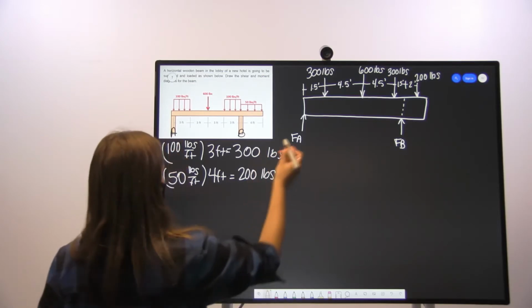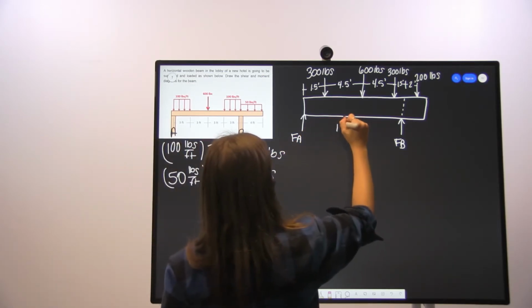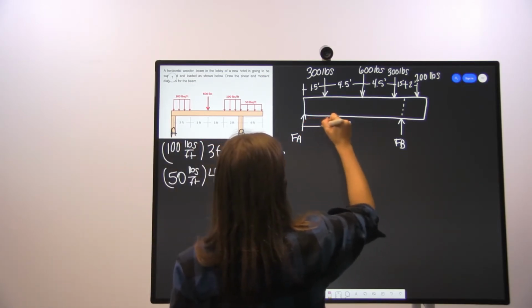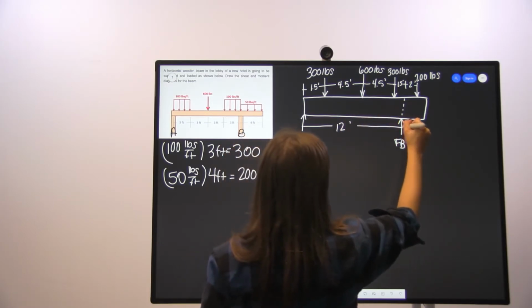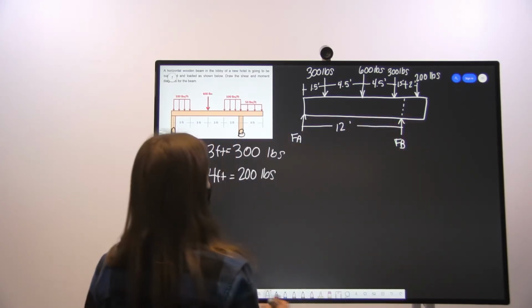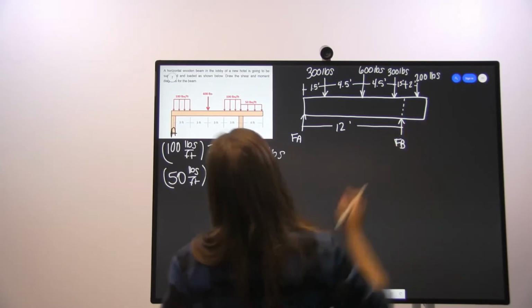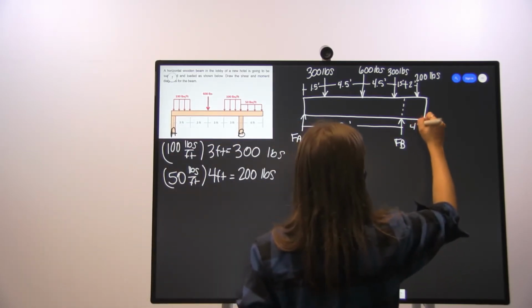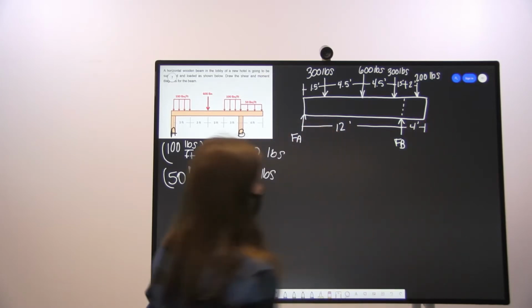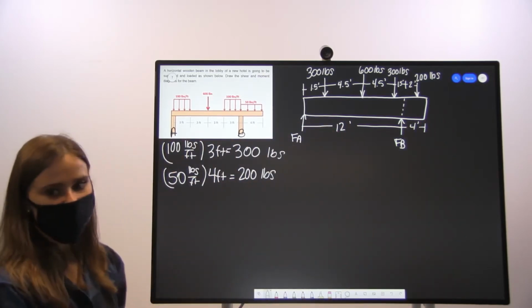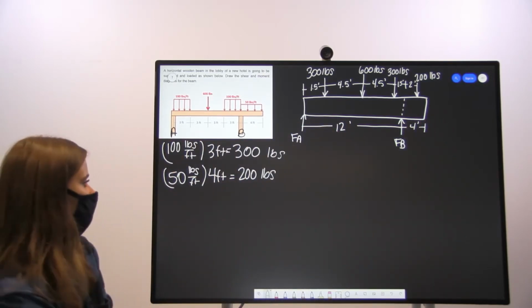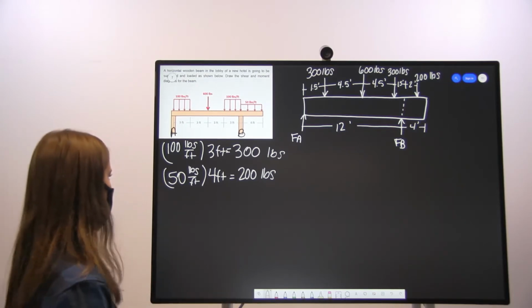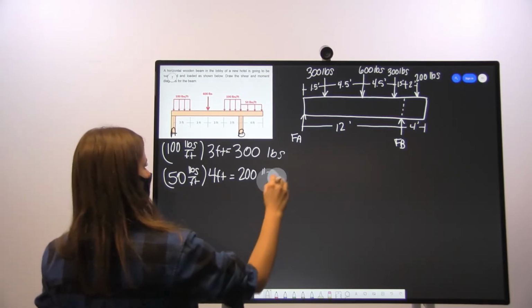And then the total, if we do this, is 12 feet from here to here. And then we have this extra 4 feet out here. 4 feet. Okay, so this is a good starting point. Okay, now we do our moment equations. Let's do those.